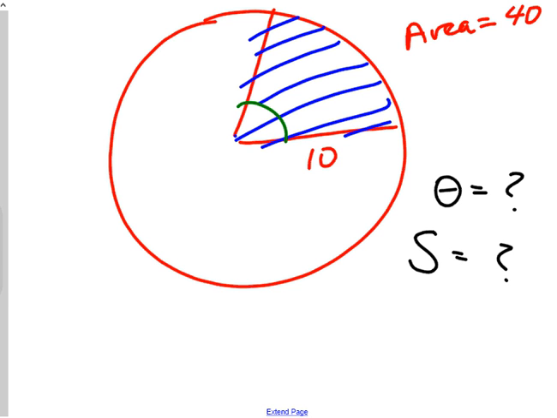All right, I've added on one little question. Find theta, the angle, the central angle, and then find s, which is the length of the arc. That's the little distance on that circle there. I'll pause, we'll give you a little time to figure that out.